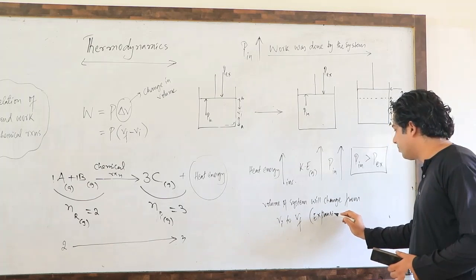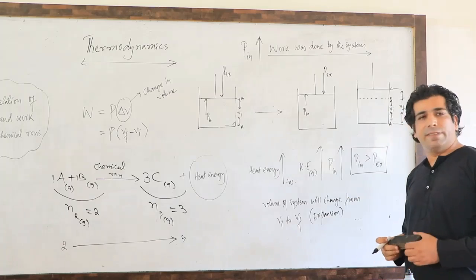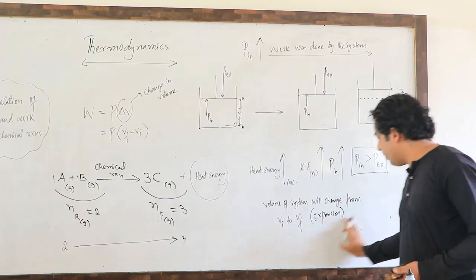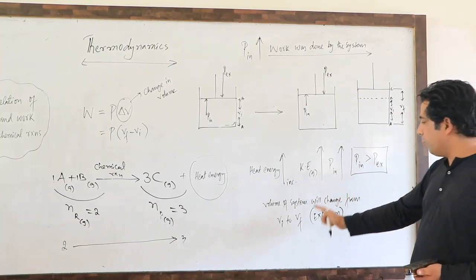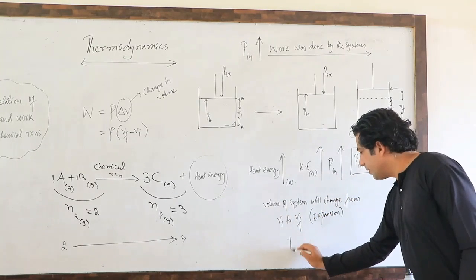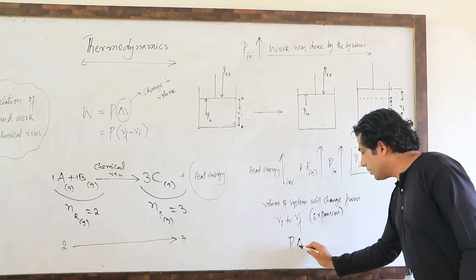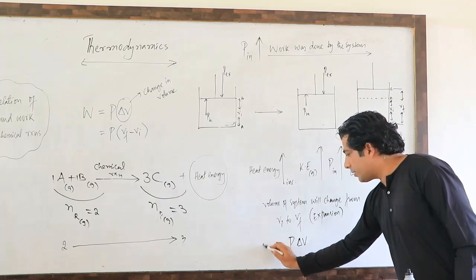Expansion will happen. So the volume of the system will change from Vi to Vf. That means when the volume changes, due to change in internal pressure, the volume changes. That means due to pressure, there is a change in volume, and that is nothing but work done.